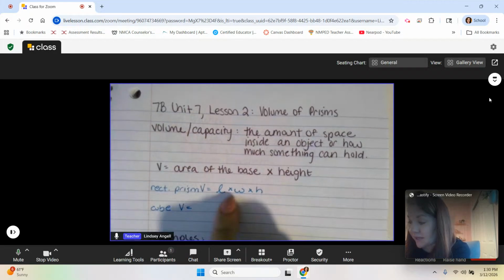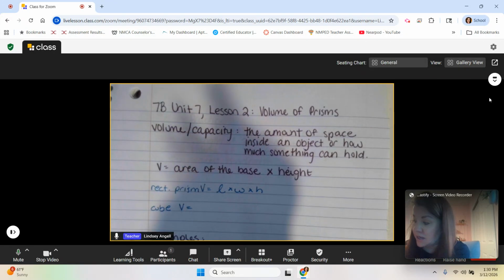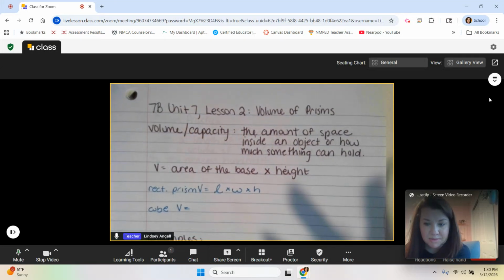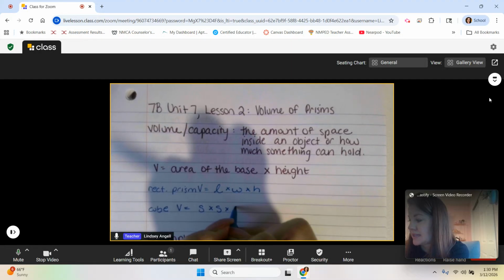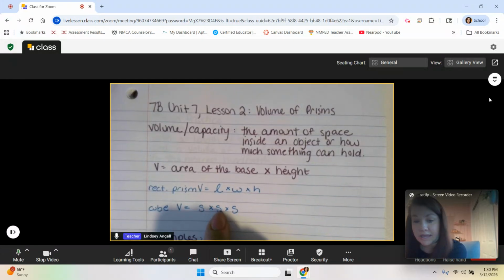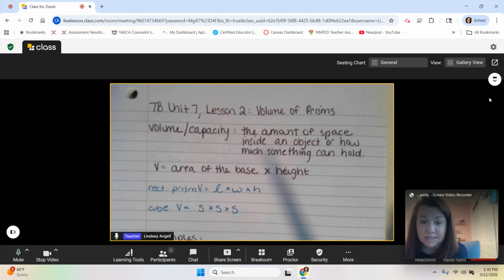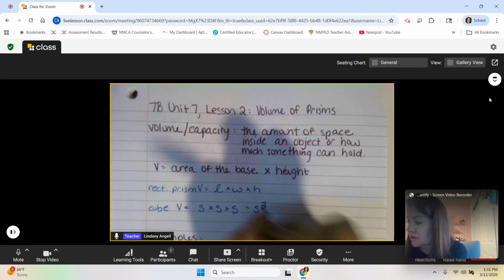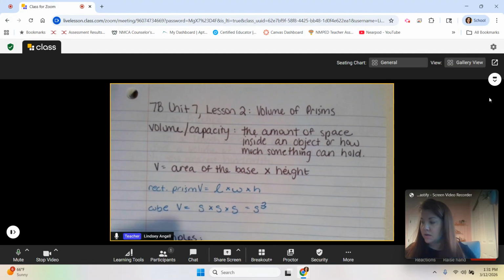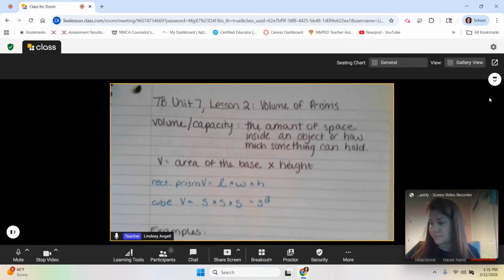A cube's volume is really the exact same thing, but they're all the same length. So you could say it's the side length times the side length times the side length, which is really like length times width times height. They just happen to be the same distance, which is also equal to the side length cubed. This would be s to the third power, or three s's multiplied together. We're going to do examples of both, so don't stress if you don't know what I'm talking about yet. No worries.